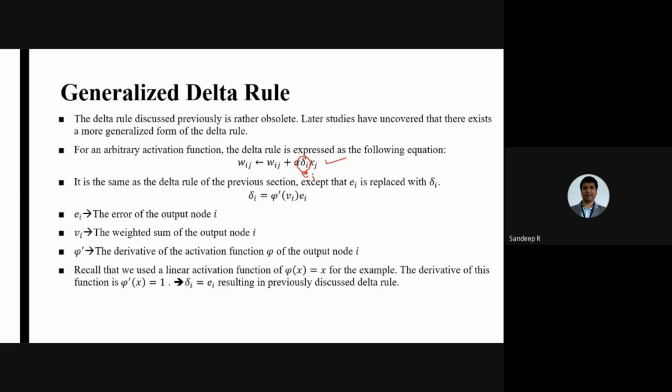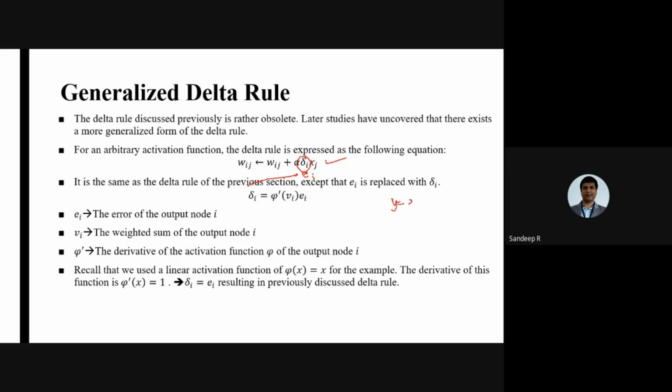Now what is this delta i? Delta is nothing but the differentiation of the activation function, remember, psi prime of Vi, multiplied by the error. So use this as an input here and update the weights. That's the only thing. Now say for example, if you remember, we had used the linear activation function, say y is equal to x.